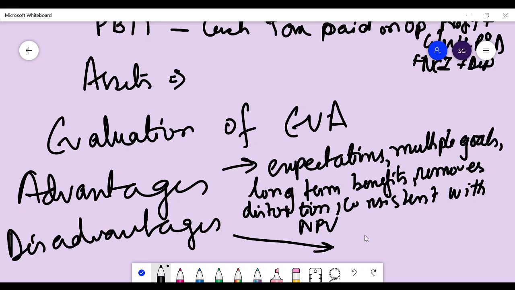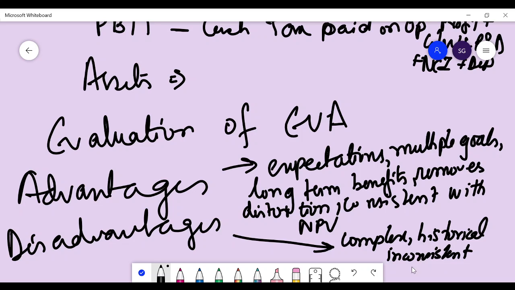Next, we have disadvantages. It is complex to calculate. It is based on historical data. It is inconsistent with published financial information, and interdivisional comparison is difficult.